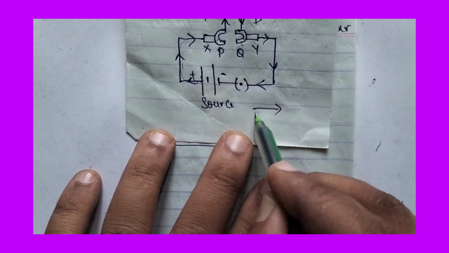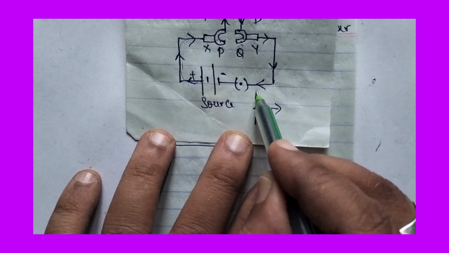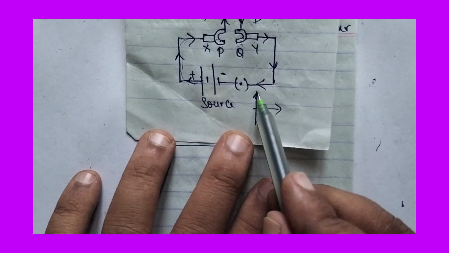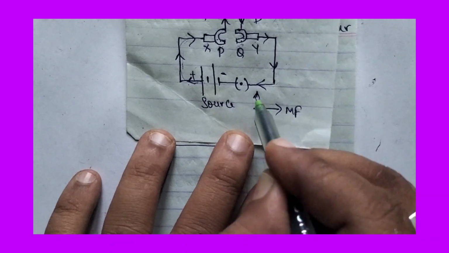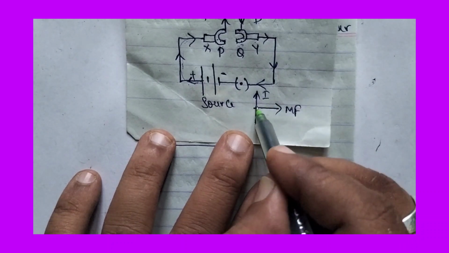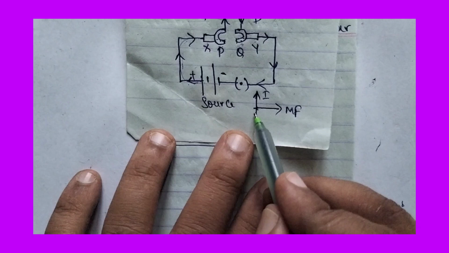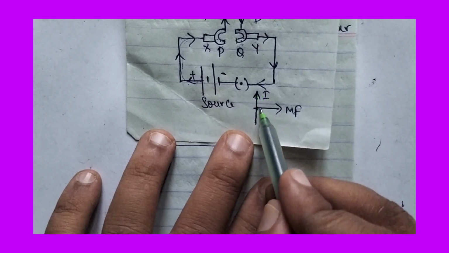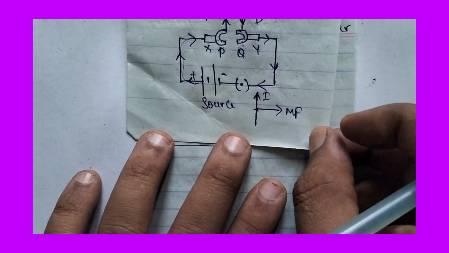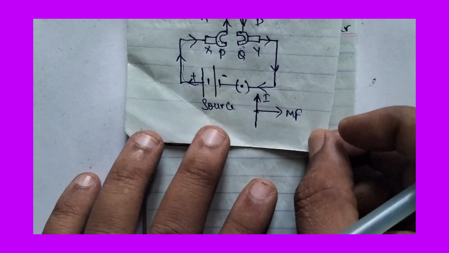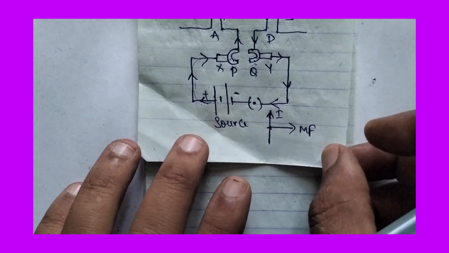And the current is moving in this upward direction. This is the direction of magnetic field, and this is the direction of current. Current is moving in upward direction and the magnetic field is moving in this direction. Now using Fleming's left hand rule, we should know what is the direction of the force.